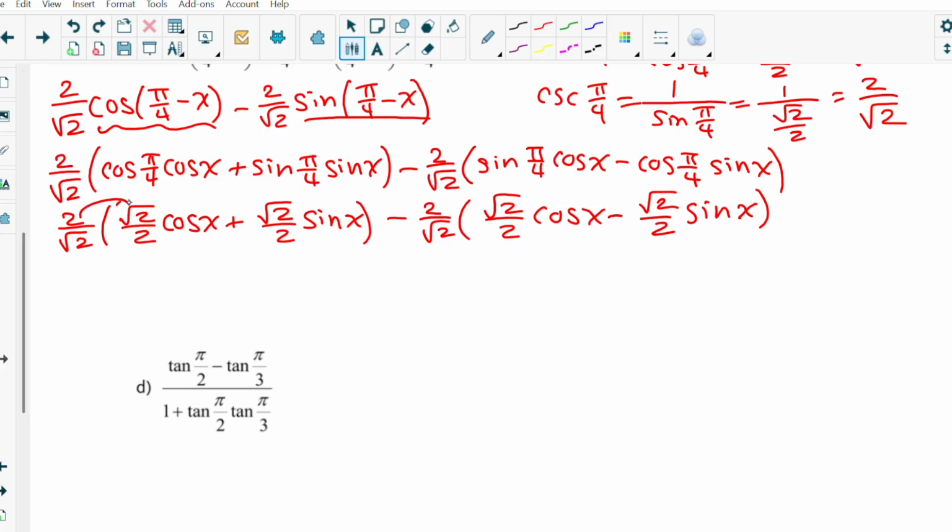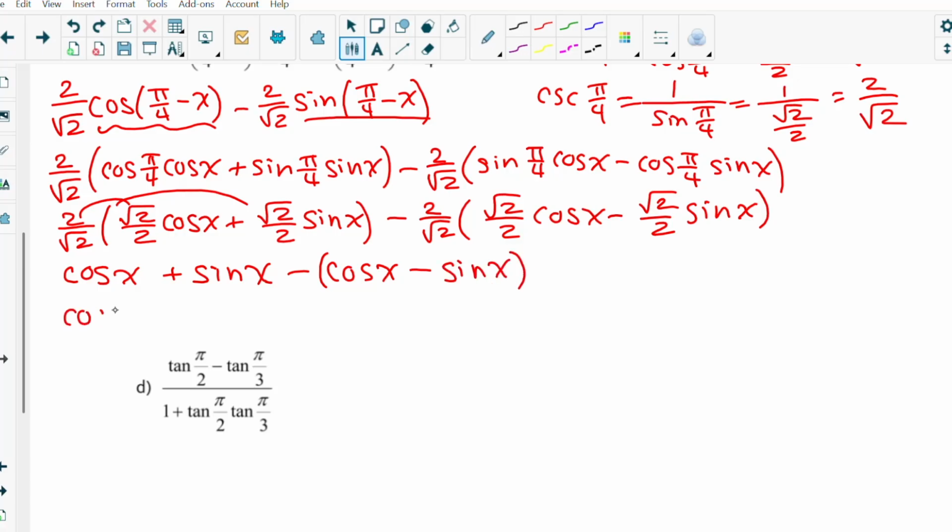Let's distribute this across. So 2 times square root of 2 over 2 times square root of 2 over 2 is 1. So that first term is cosine of x, and the second term is sine of x. Minus, same deal here, 2 divided by square root of 2 times square root of 2 over 2 is 1. So I have minus cosine of x minus sine of x.